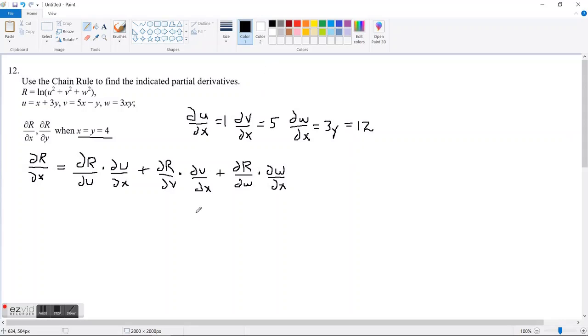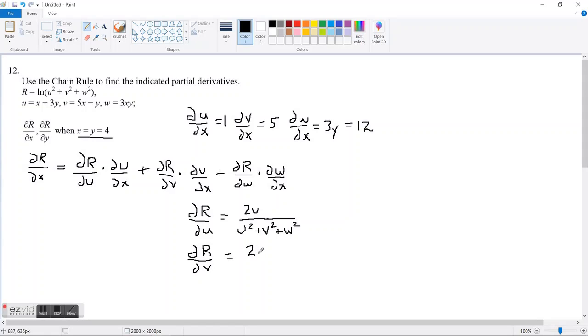Okay, now we need the partials of r with respect to u and v and w. So the partial of r with respect to u, well, we have to use the chain rule here. The derivative of the natural log of something is 1 over the something, and then the chain rule tells us to multiply by the derivative of the inside of the natural log, which is 2u, so we get 2u over u squared plus v squared plus w squared.